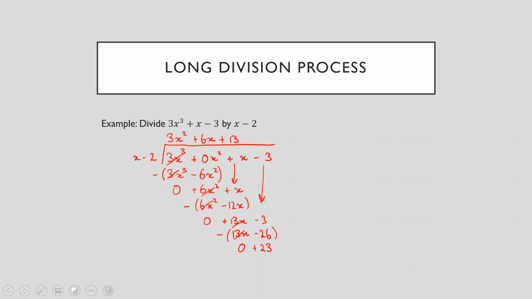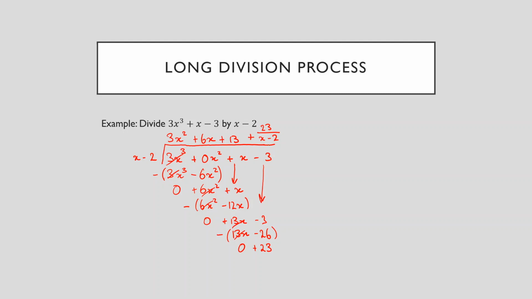And notice that we've got a number at the end. It's not 0, so this indicates that we have a remainder. We have a remainder of 23. So to write this within the answer that you've got up here, you just have to add an extra term, which is going to be your remainder, 23, divided by the divisor x minus 2. That needs to be part of your answer. That's your leftovers.